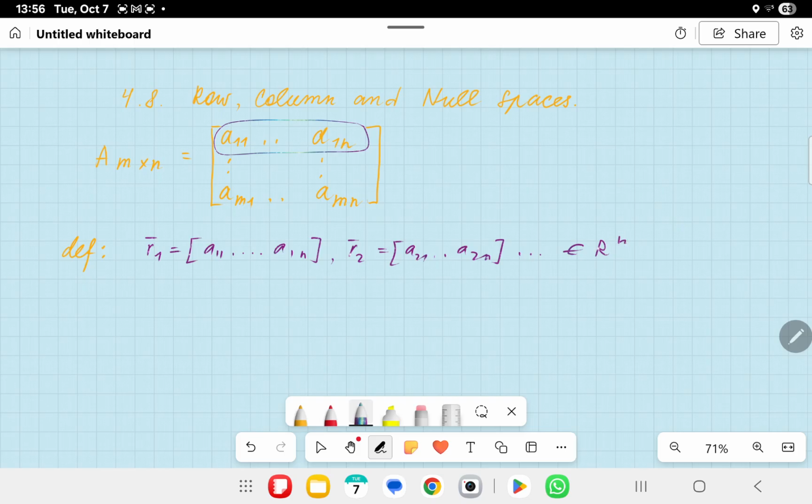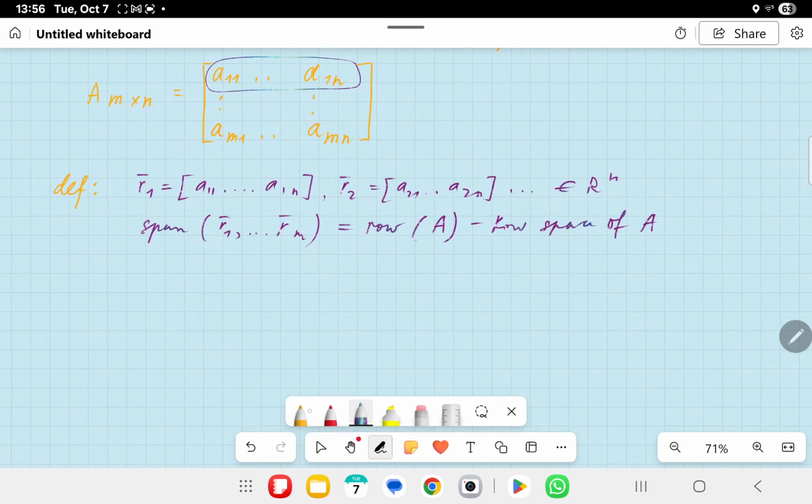We can make a span of these vectors. So span of these vectors row 1 through row m, and this span is going to be called the row space of matrix A. So it's not just the general row space of n dimensions. No, it's going to be the row space of a specific matrix A. So a different matrix A is going to produce a different row space.